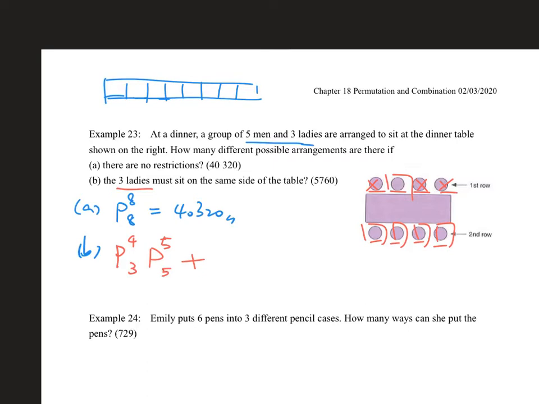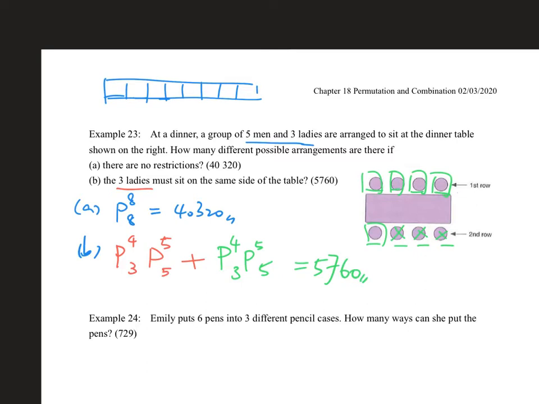The other case would be that the ladies are sitting in the second row. Once again, you have 4P3 to arrange them. Maybe this time they sit together. And then the men can be arranged in the 5 seats afterward, so you have 5P5 finally. When you add them up, it gives you 5760. So this is the case when you are considering two groups of people, male and female, here.